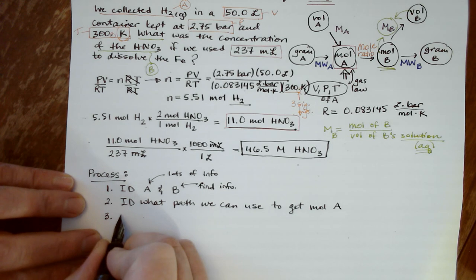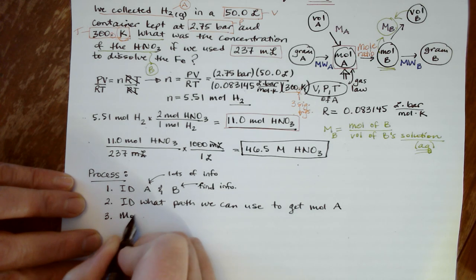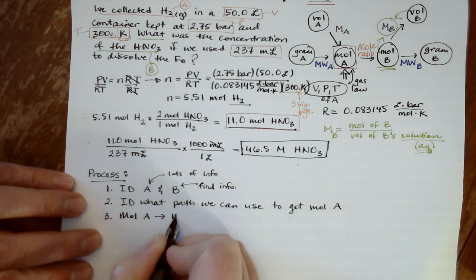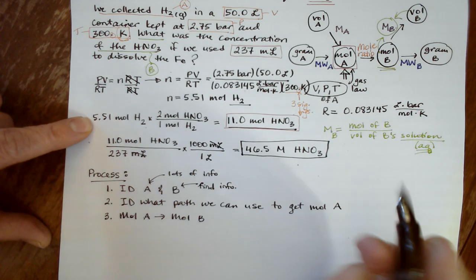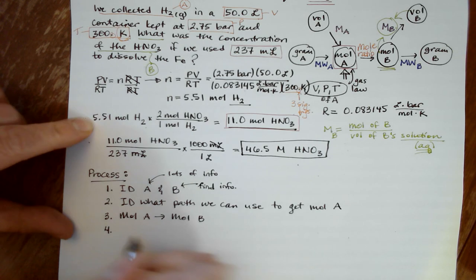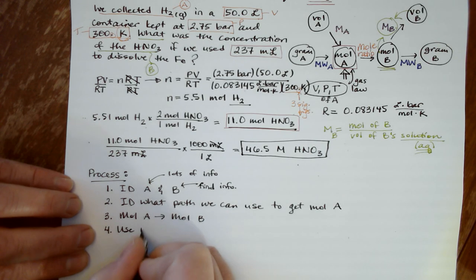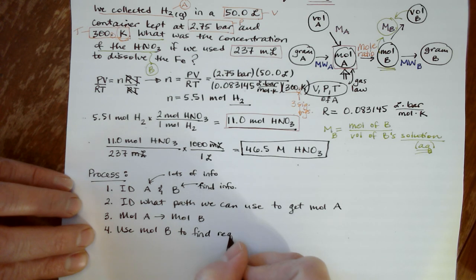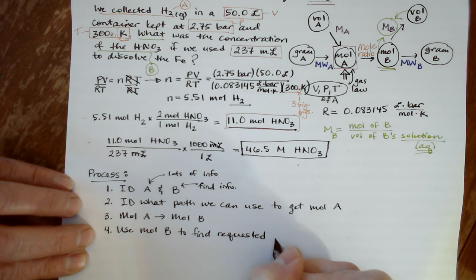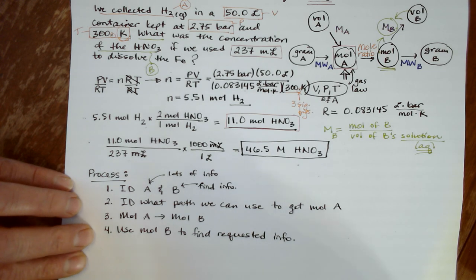So then we go from moles of A to moles of B. That's what we did right here. And then our final step is to use the moles of B to find the answer, whatever they were asking in the problem. Right? So hopefully this is a sufficient review on using gas law stoichiometry.